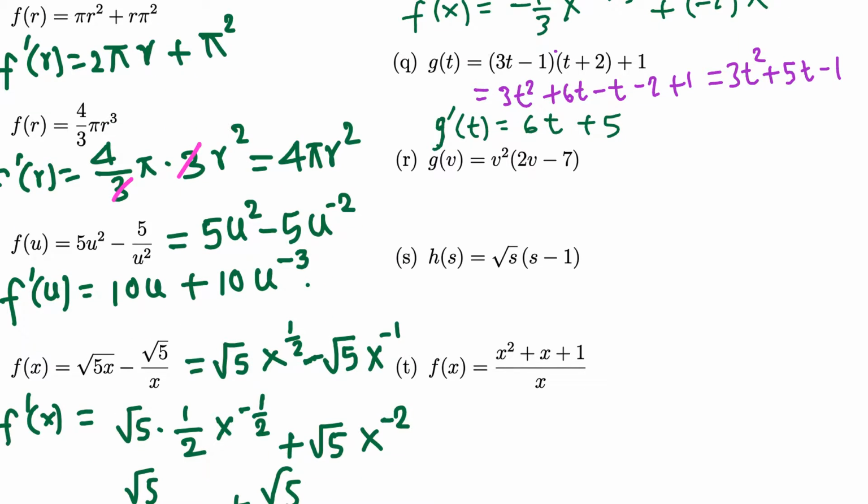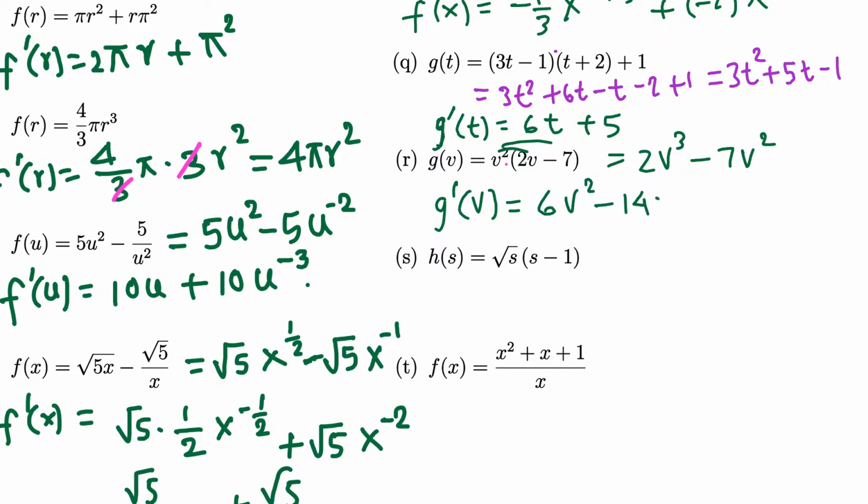Here we got another product, so v squared times 2v minus 7. So let's simplify. So distribute here. v squared times 2v, cubed when we multiply, minus v squared times 7, 7v squared. So we have this function. Now we want to take the derivative. v is like x, okay? So 3 times 2, 6v squared, minus 2 times 7, 14v. We have to decrease the exponent by 1. Here it's done.